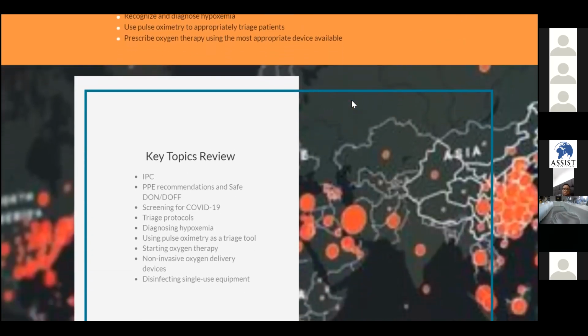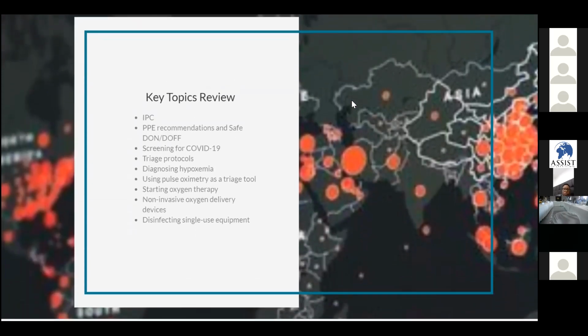the key topics to review for this session: the infection prevention control, the PPE recommendation and safe donning and doffing, screening for COVID-19, triaging protocols, diagnosing hypoxemia, and use of oximetry as a triage tool. Starting oxygen therapy, when to start and when to stop. Non-invasive oxygen delivery devices, and disinfecting single-use equipment. Thank you, Alana.